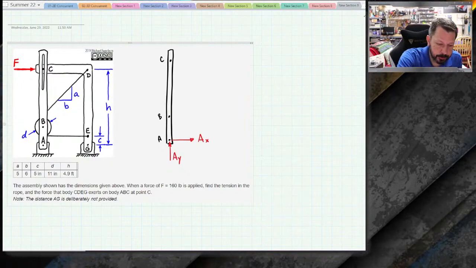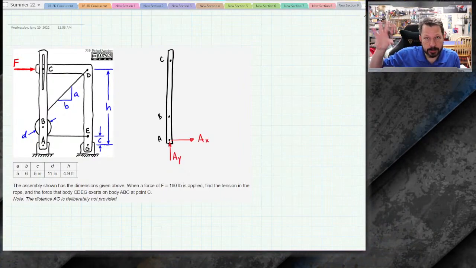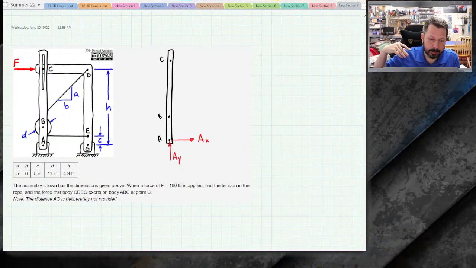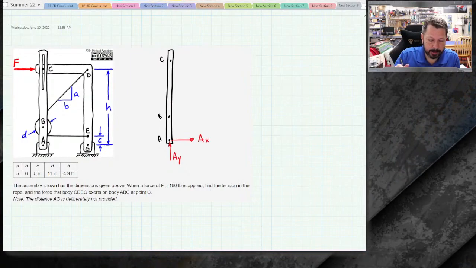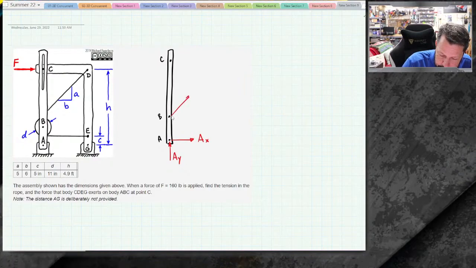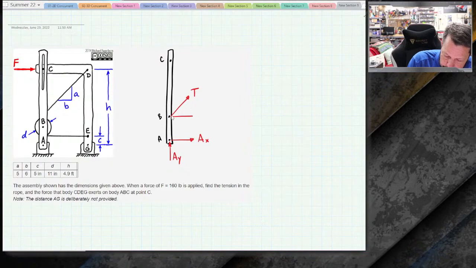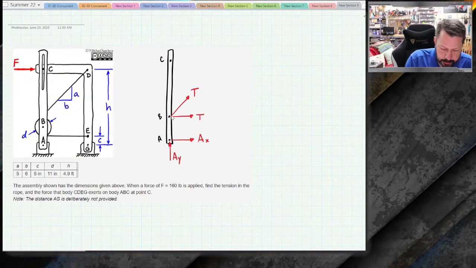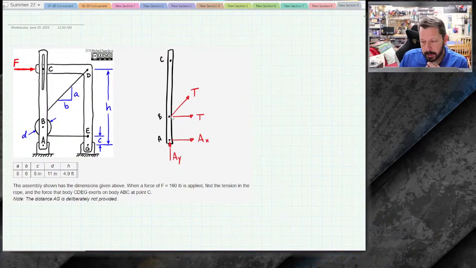So when that's true, I can completely remove the wheel, the pulley, the sheave. I can completely take that out and put the tension in the rope around it right at the pin B. So that's what I'm going to do. I'm just going to label it T for tension in the rope, and do another one here because the rope's coming off from the horizontal direction also.